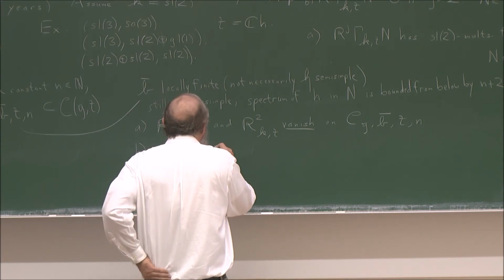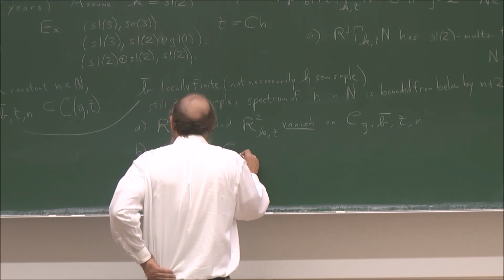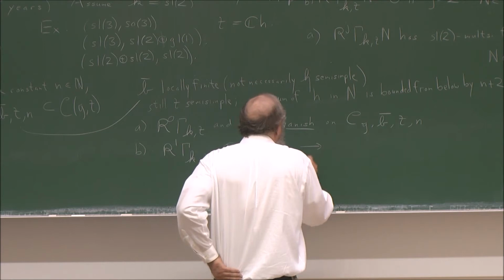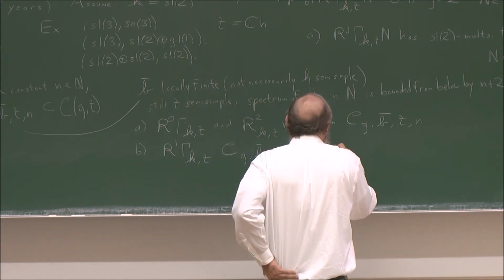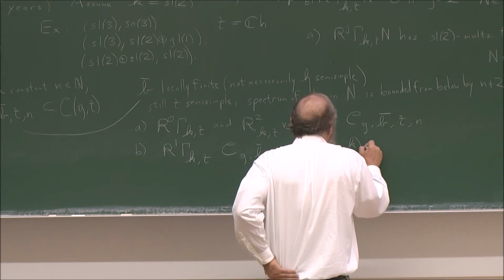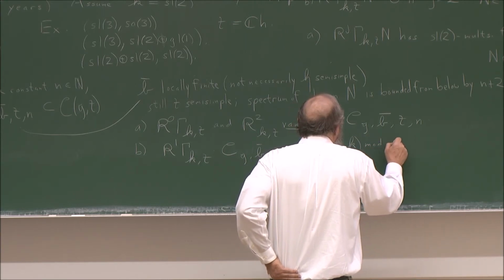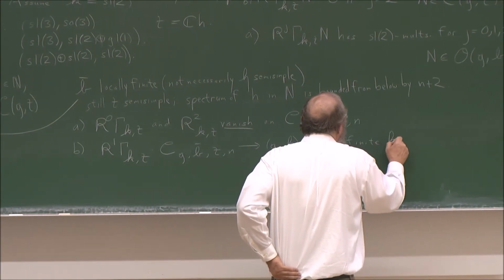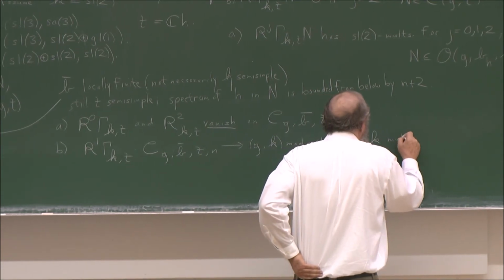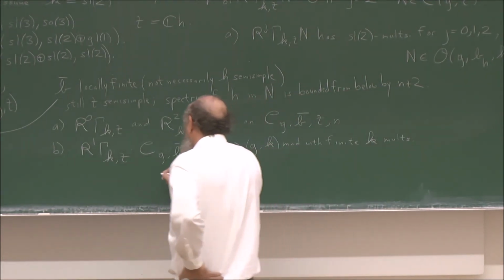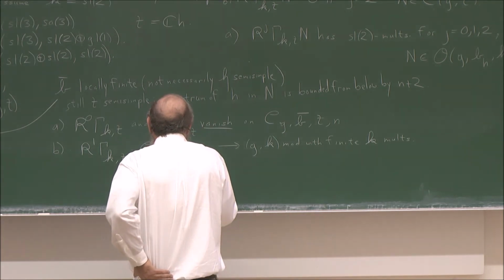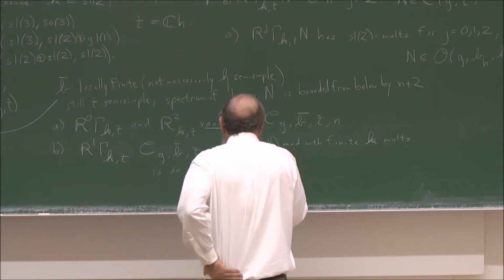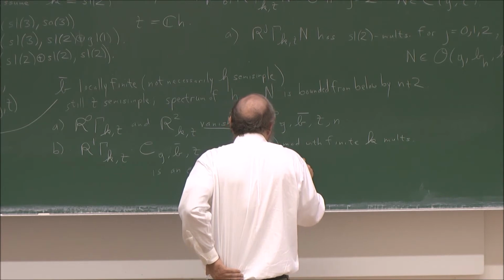from C, G, E bar T, N to GK modules with finite Hamilton properties is an equivalence with its image.